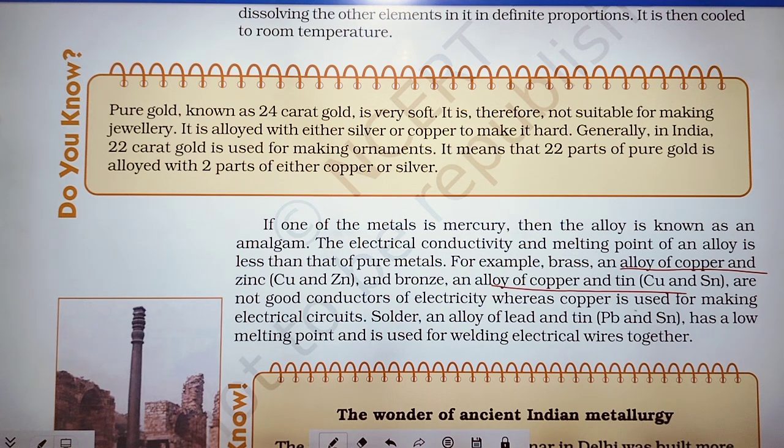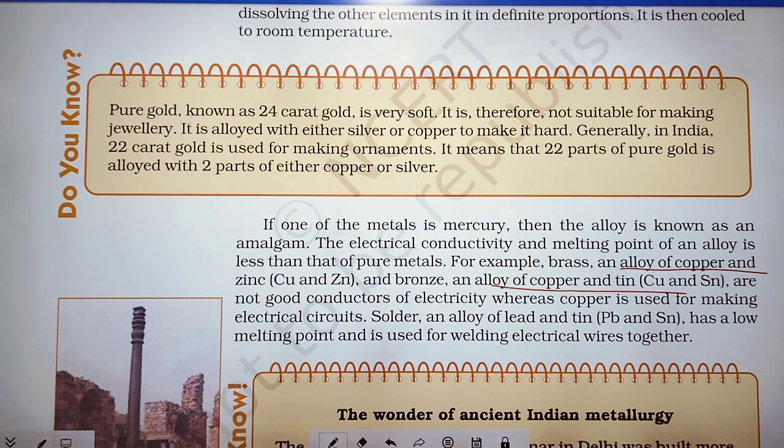Alloys are not good conductors of electricity, whereas copper is used for making electrical circuits. It means electrical conductivity and melting point of an alloy is less than that of pure metal. For example, brass, which is an alloy of copper and zinc, and bronze, which is an alloy of copper and tin, are not good conductors of electricity. But copper is a good conductor of electricity and is used to make electrical circuits.